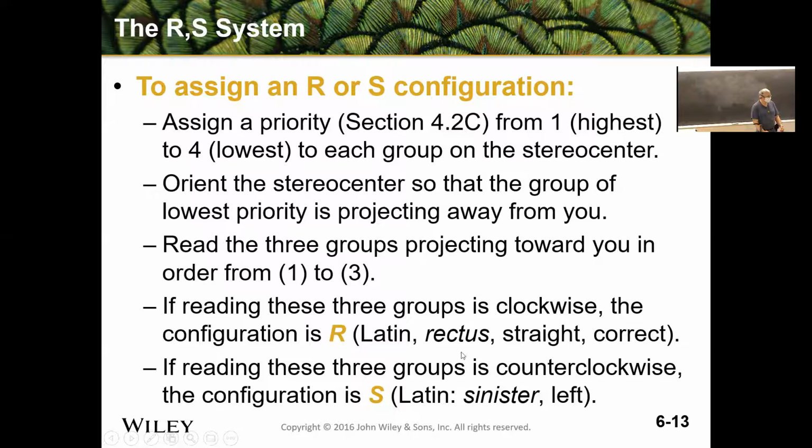And if those are arranged in a clockwise pattern, then this is the R. And that's from a Latin word meaning straight or correct. If the groups are arranged in a counterclockwise or to the left, that's called S, which comes from the Latin sinister, for left.